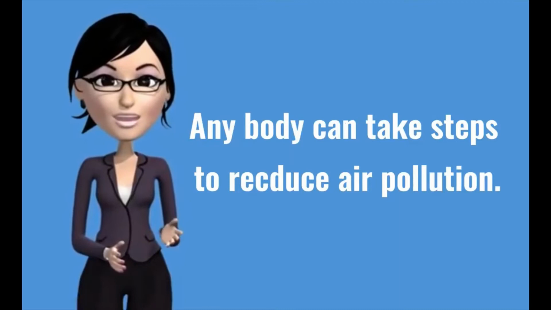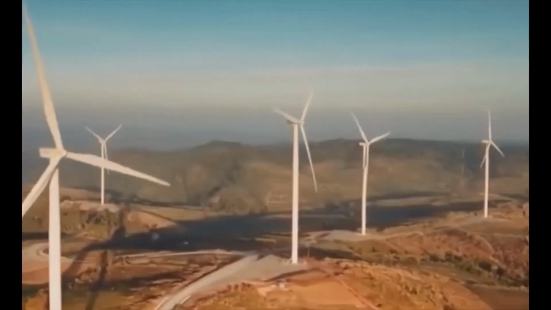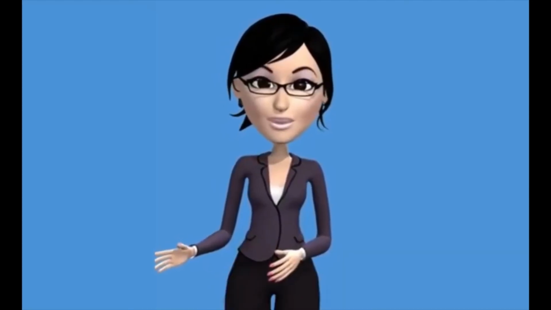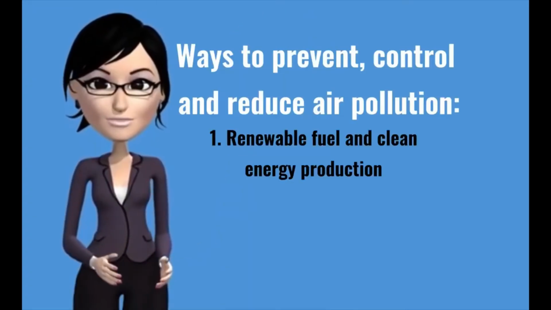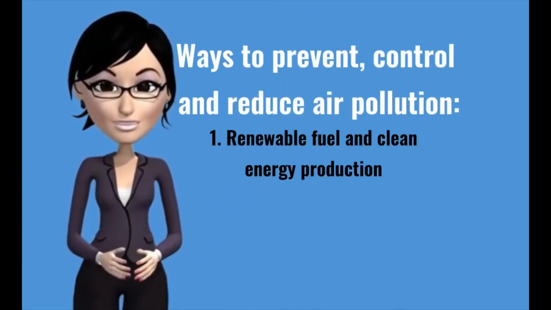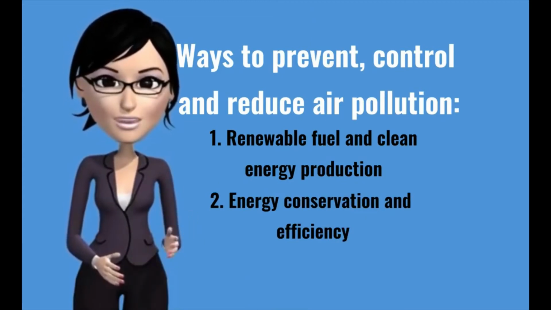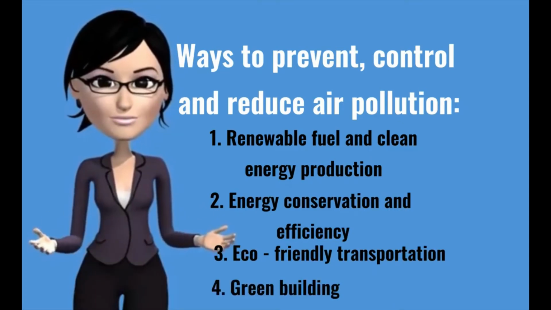How to reduce air pollution? Anybody can take steps to reduce air pollution. Millions of people every day can make simple changes in their lives to do this. There are ways to prevent, control, and eventually reduce air pollution. First, renewable fuel and clean energy production. Second, energy conservation and efficiency. Third, eco-friendly transportation. Fourth, green building.